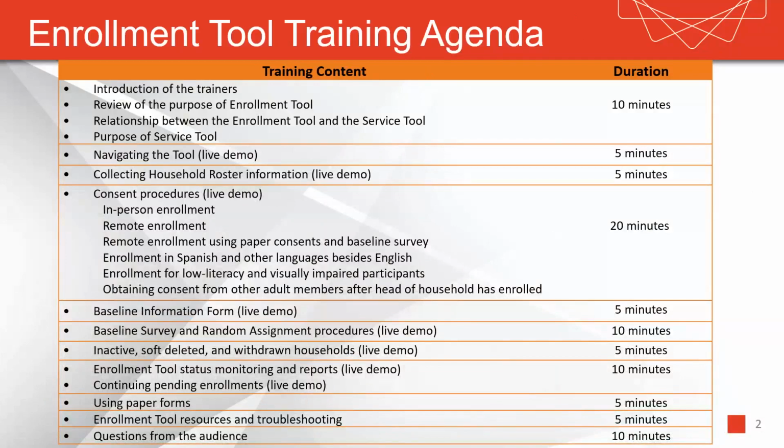all the steps of enrollment, from collecting household roster information to obtaining consent in the different scenarios, so in person, remote, and on paper. And then we'll go into the baseline information form, baseline survey, and random assignment procedures. We'll finish off with talking about how to continue pause enrollments and get consent from other adults.